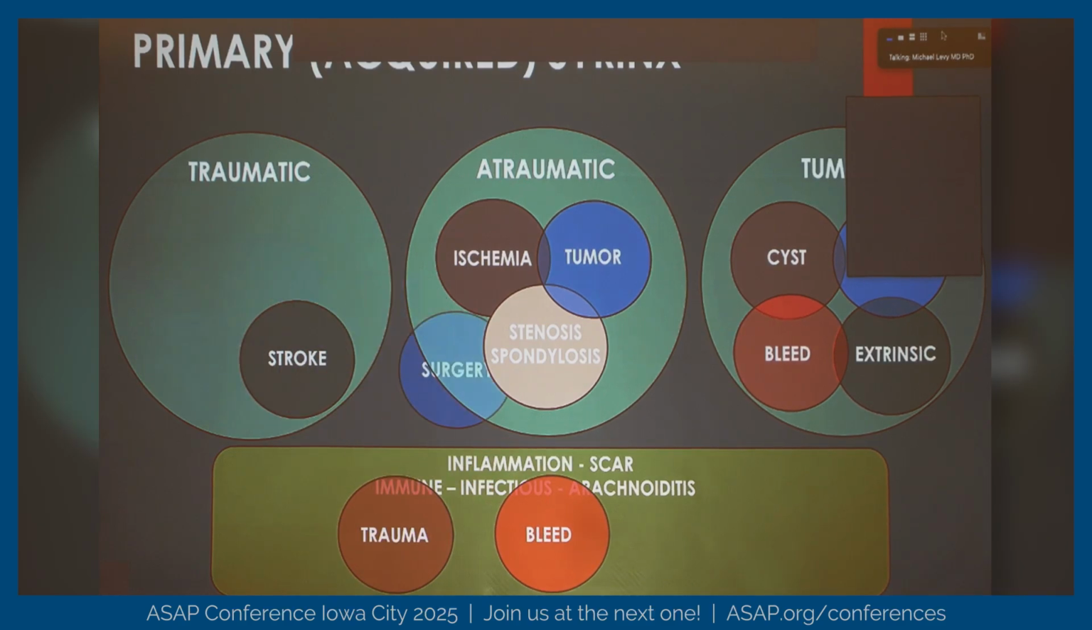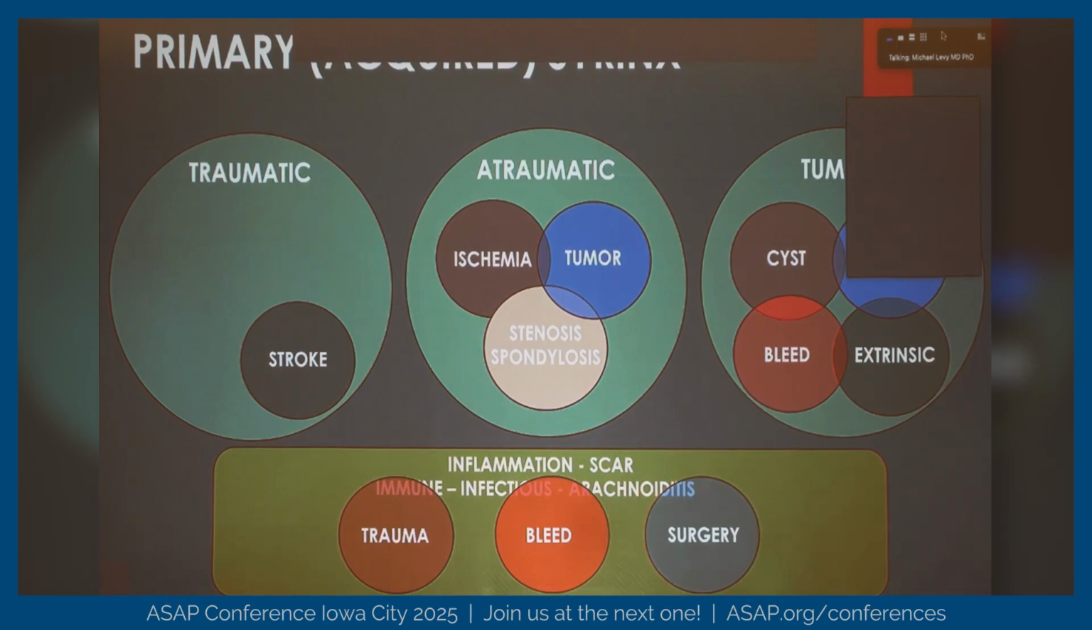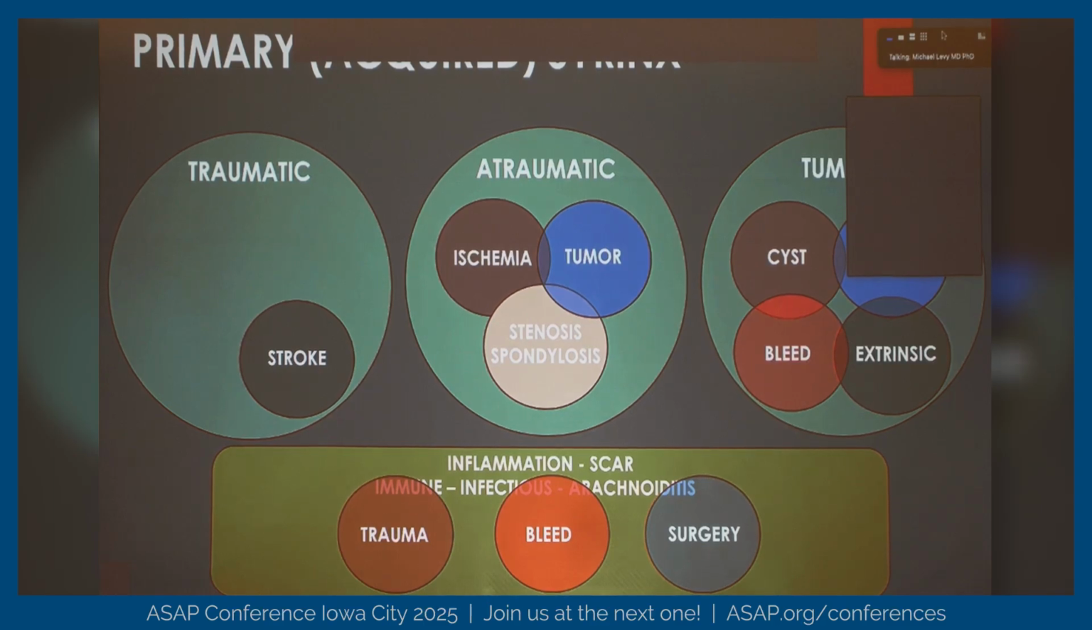And any of the various etiologies that are traumatic or otherwise can have secondary inflammation and scar formation, so that the primary insult in and of itself may not be enough to create a syrinx, but with associated inflammation can push us over the edge to where we start to have a cavity formation.